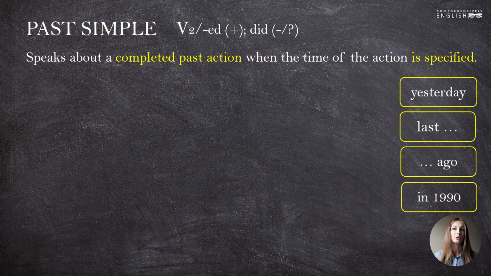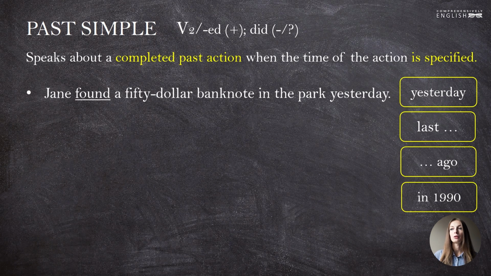Let's see the examples. Jane found a $50 banknote in the park yesterday. We see yesterday, so we obviously are talking about a particular moment in the past. Jane found. Found is the second form or the past form of the verb to find. It is an irregular verb, right? We say find, found, found. So Jane found a $50 banknote in the park yesterday.